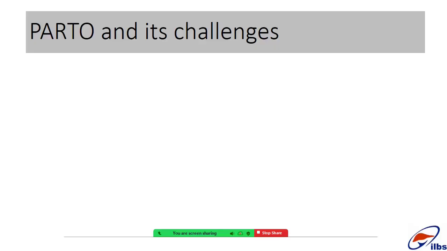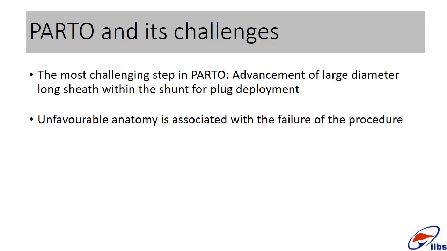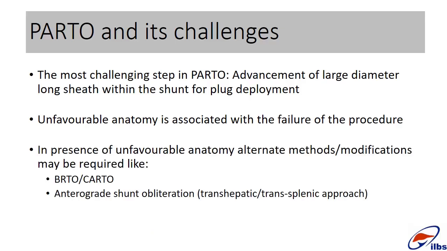But PARTO still is not the most simple procedure. It has its own challenges, like advancement of a large diameter long sheath. You need a long sheath for delivery of the plug, and that's one of the most limiting factors. There may be unfavorable anatomy, because I showed in initial slides, anatomy may vary depending on how the varices form. So that may lead to failure of the procedure. And if you fail by taking different approaches, then you are left with going back to BRTO, or there is another procedure called CARTO, where you use coils instead of a plug, or you may do an antegrade shunt obliteration, coming from the transhepatic side, transsplenic side, or accordingly you may try and cannulate it from other locations.